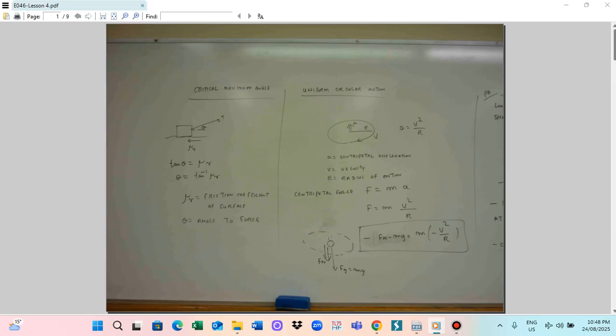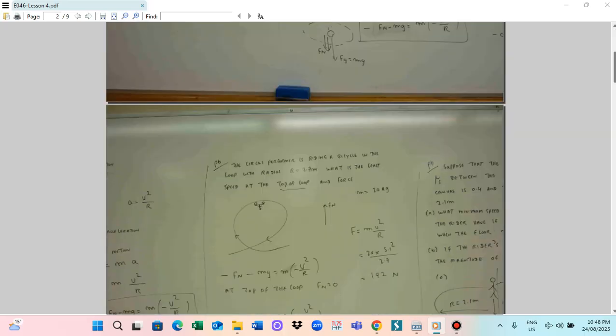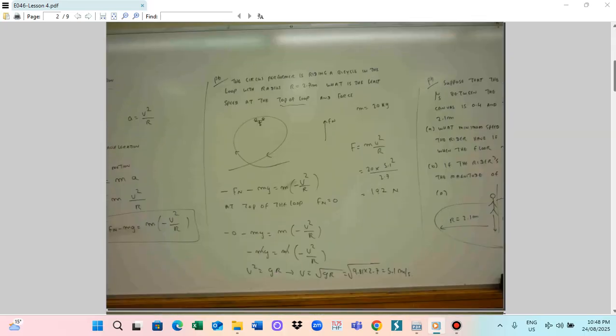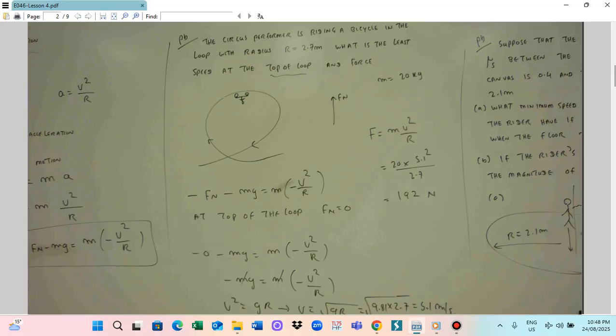So the centripetal force can also be calculated. Force is equal to mass multiplied by acceleration, so m v squared by r. This is the way we can calculate the centripetal force of a body moving with centripetal acceleration, when some body is moving.